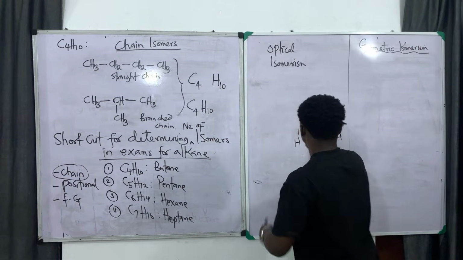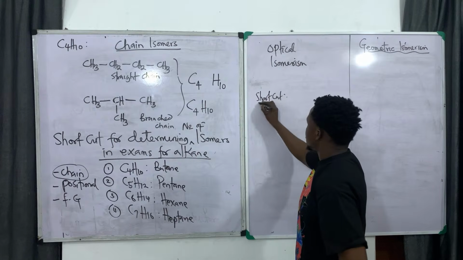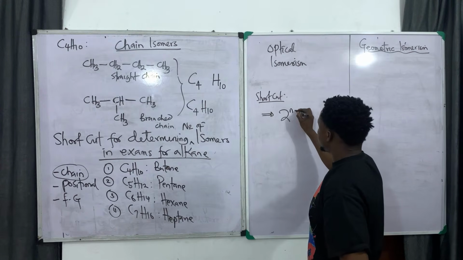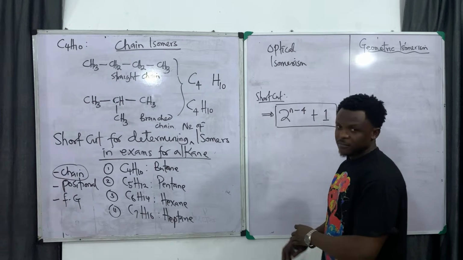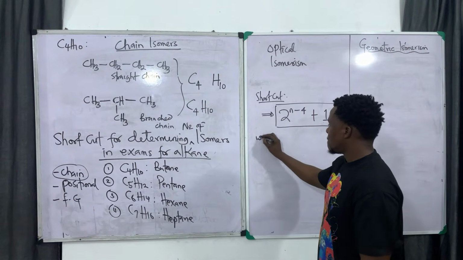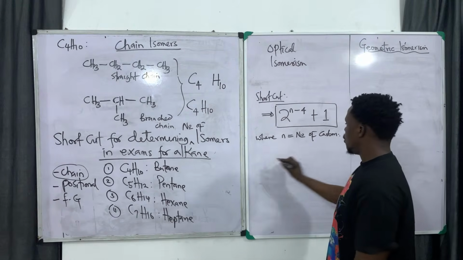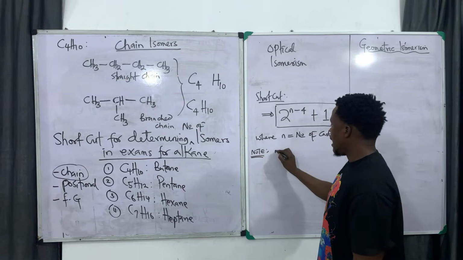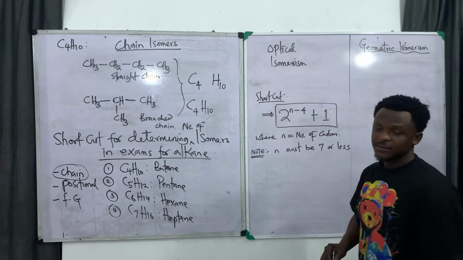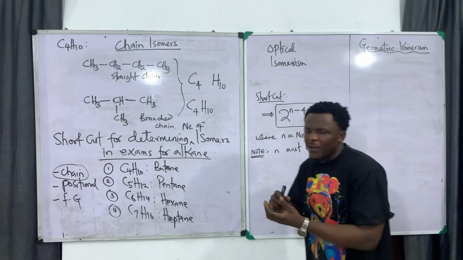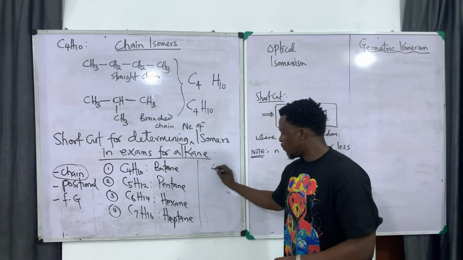Now imagine you are given any of these and you're asked how many isomers are present. Look at this. The formula to solve for that is 2n minus 4. Please take note of this. This is a shortcut, where n equals the number of carbon. Note, n must be 7 or less. The minimum amount of carbon that can have chain isomers is 4.